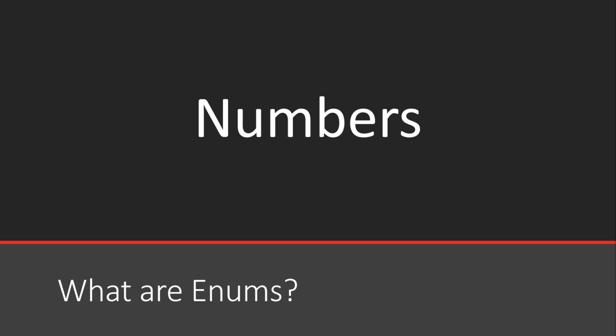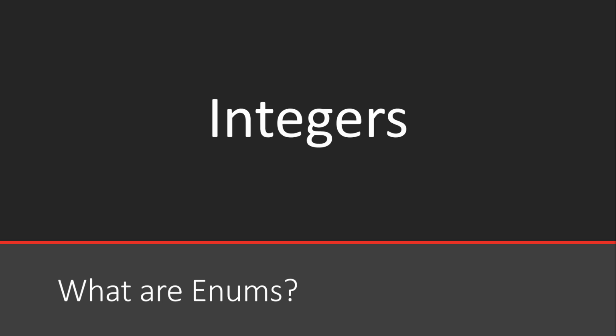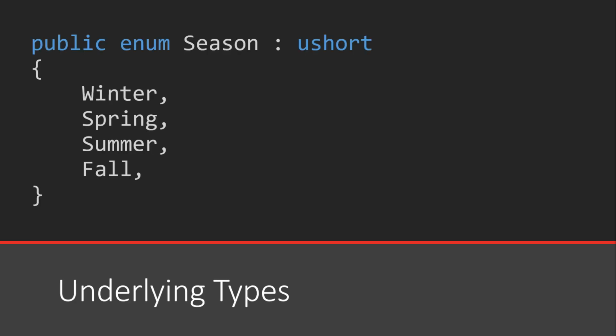And for us in C#, numbers will default to integers. If you don't specify the type of your enum, it will be an integer as the underlying type. We can, however, define an enum to be any of the underlying value number types that we want. For example, we could choose to have an enum that was a ushort.